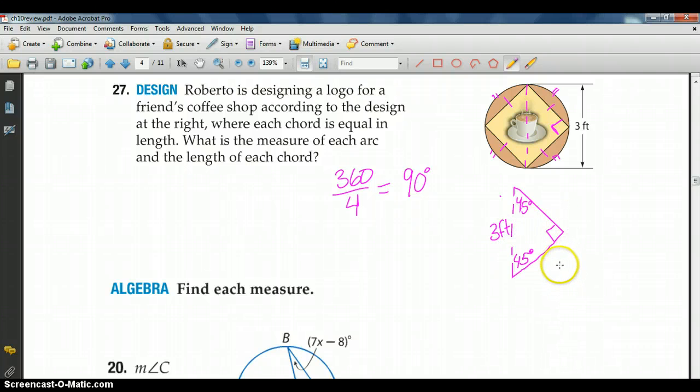And in a 45, 45, 90, the legs are congruent. And to find a leg, you take the hypotenuse and you divide by the square root of 2. That's the rule for a 45, 45, 90. Take the hypotenuse and divide by the square root of 2. So that's going to give me the length of one of these chords here. So just go to your calculator and type in 3 divided by the square root of 2, and you should get approximately 2.12 feet. So that's my second answer.